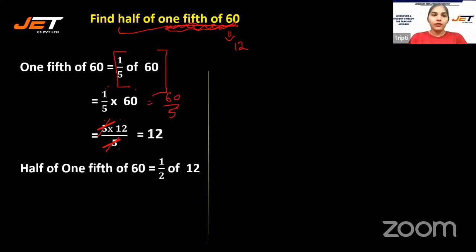Okay, so here: half of 1/5 of 60. Half of 1/5 of 60 is 12. That means half of 12 is 6. Okay, half of 12 is 6. So that's how we do it. You just need to read and understand the question properly, and that's it.